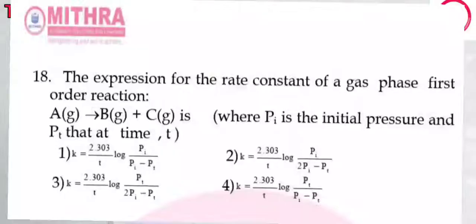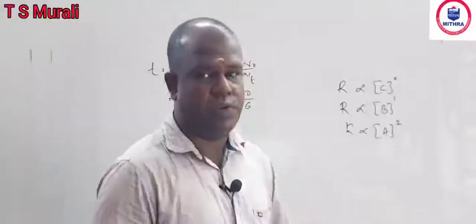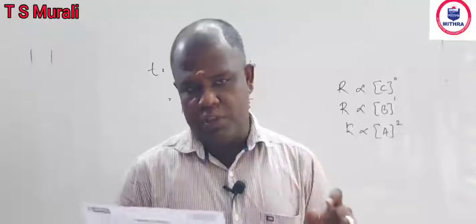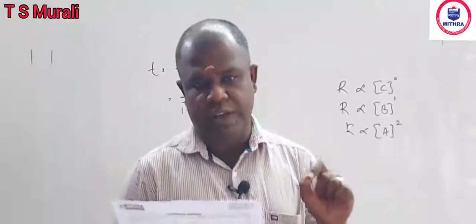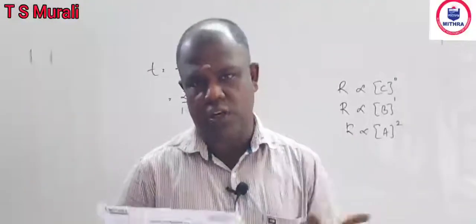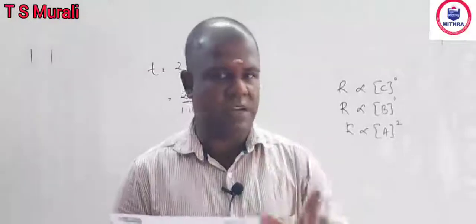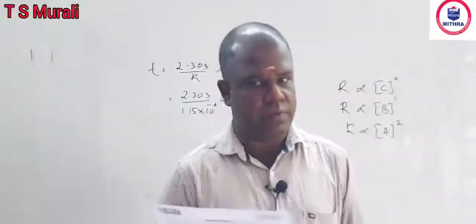Expression for the rate constant of a gaseous phase first order reaction, A gives B plus C. I am not giving the answer because it is exactly given in NCERT and I am not deriving that equation also. You find the proper option. A gives B plus C, that type of reaction in gaseous phase regarding pressure. Instead of concentration they are giving partial pressure. What is the expression for K?